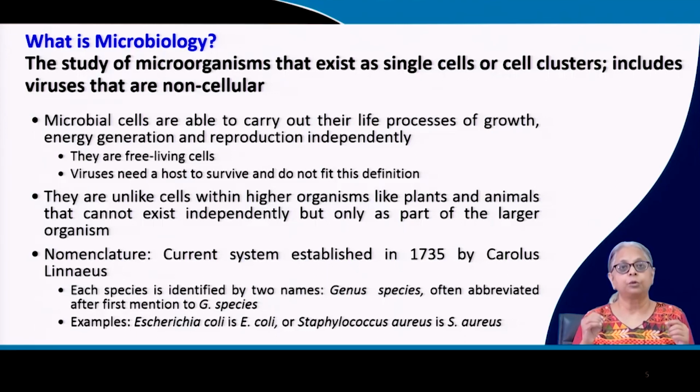If you take a single cell from your body, it's not going to be capable of living independently. Even though our bodies are made out of cells, if you extract a single cell from any human being or even any of the other higher organisms, none of them is capable of living independently. Unlike higher organisms, microbial cells are capable of carrying out their life processes. Life processes involve growth, energy generation, and reproduction, and they are capable of doing this without depending on any other cells, even within their own community or within their own species.